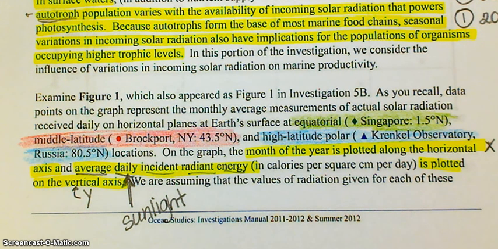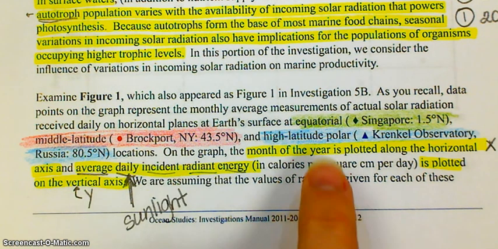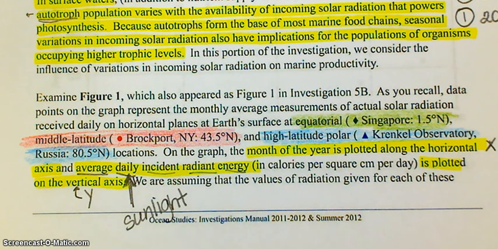Okay, so I just shaded over. My equatorial is going to be green. My middle latitude is going to be red. My high latitude polar is going to be blue.